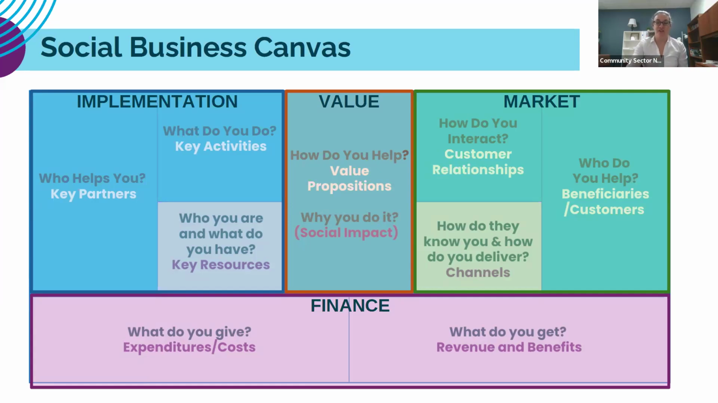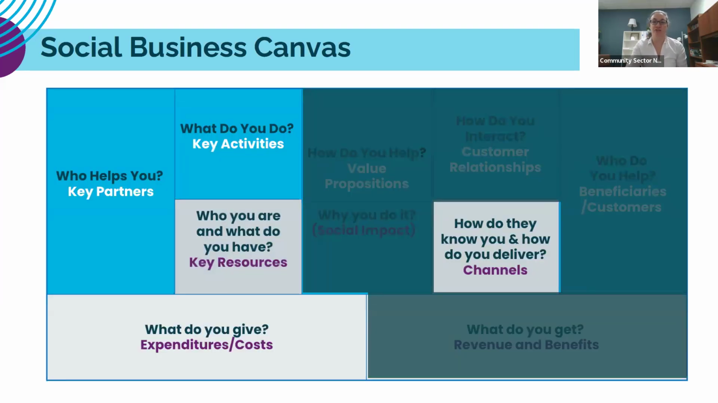So in part one, we covered customer relationships, customers, your value proposition, and revenue and benefits. So those are grayed out right now. And today we are going to look at key activities, key resources, key partners, channels, and expenditures and costs.